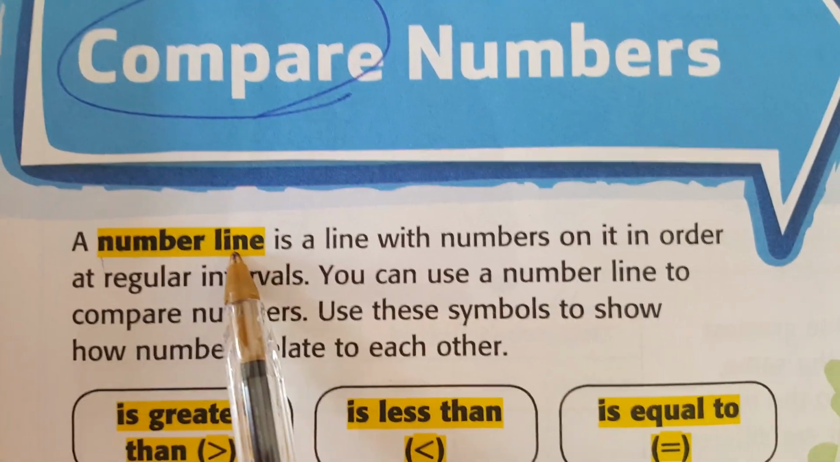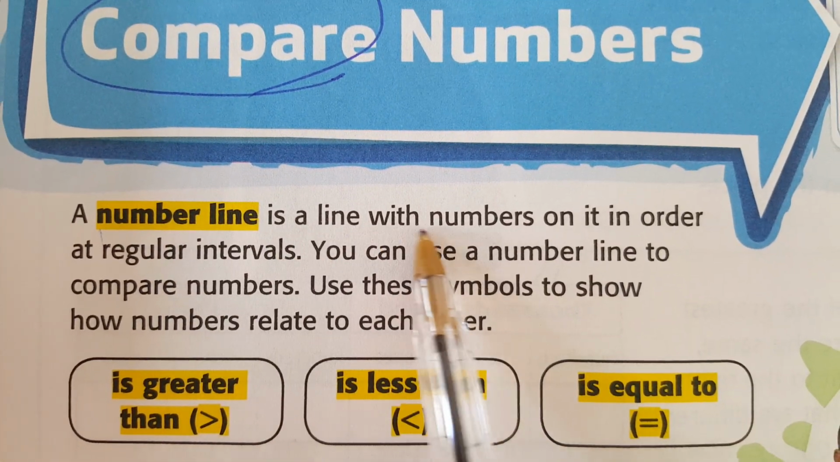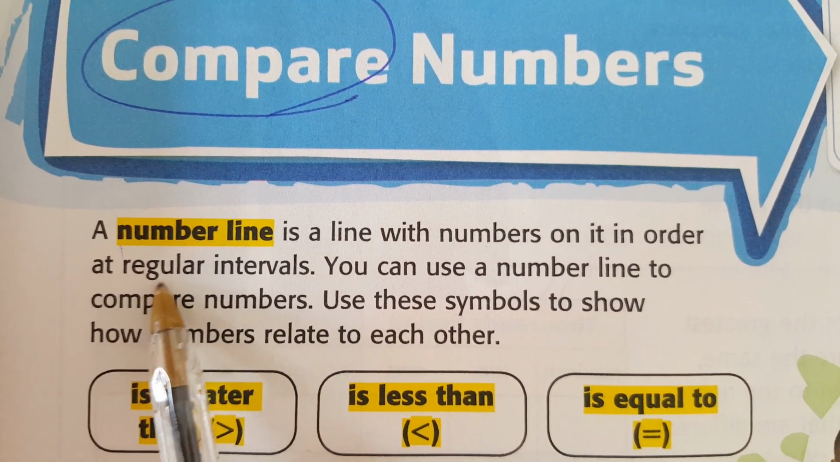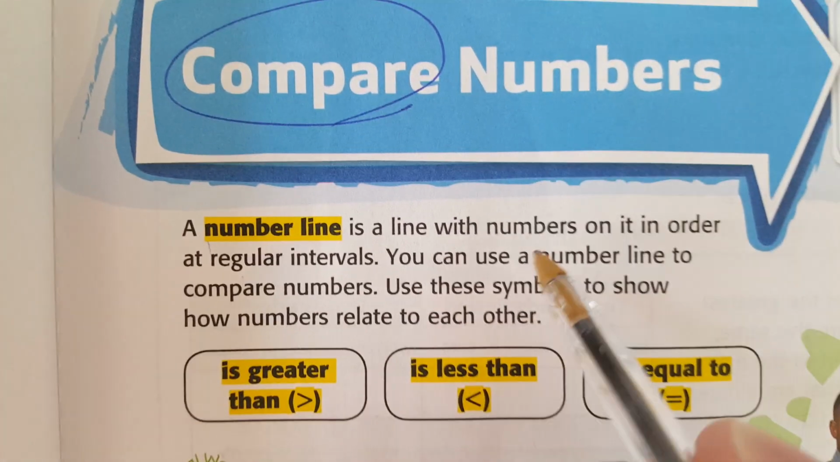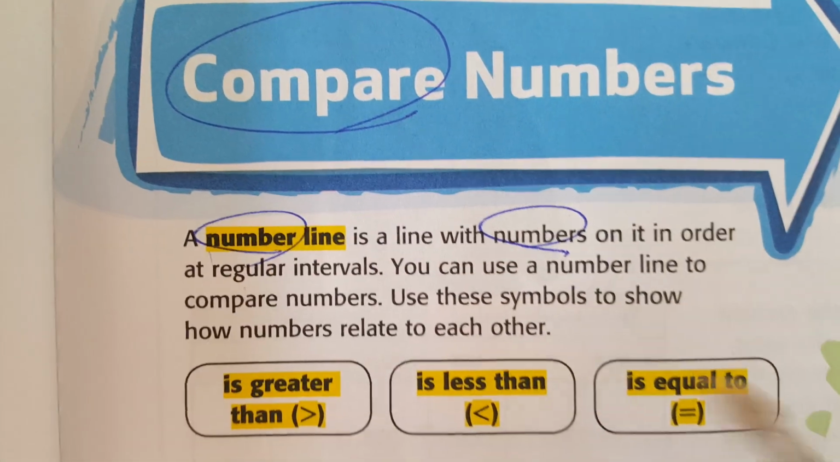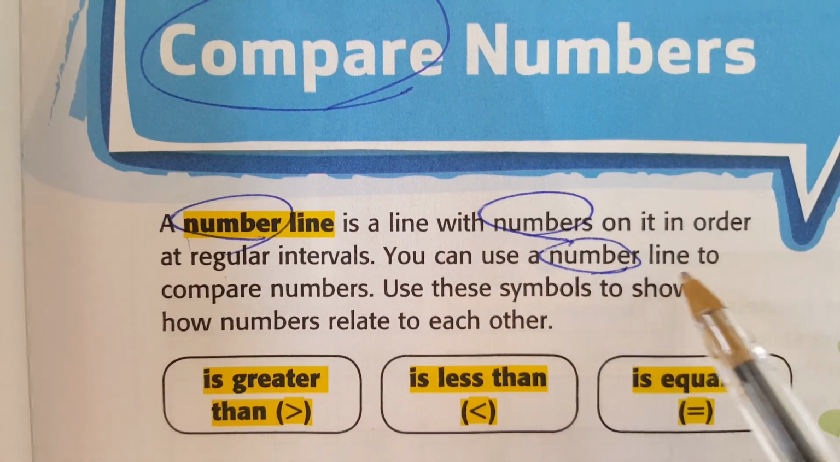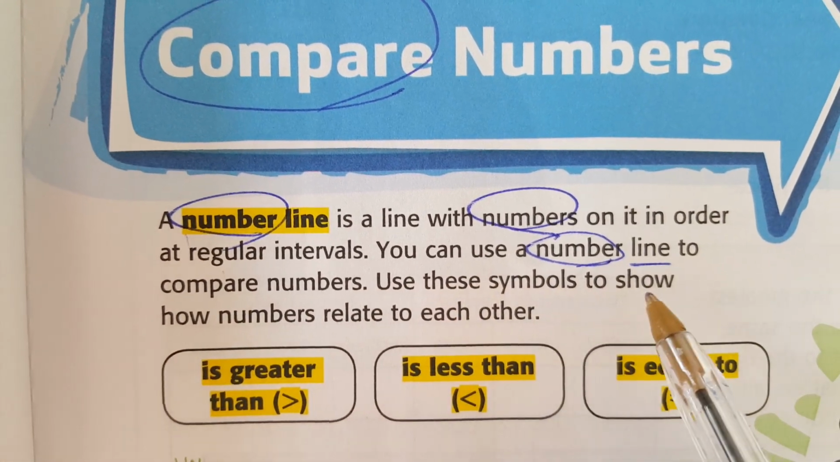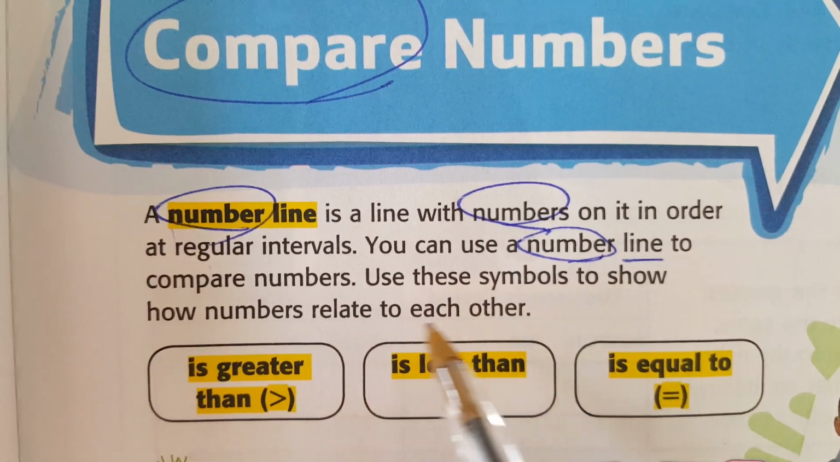A number line is a line with numbers on it in order at regular intervals. So you can see the numbers. You can use a number line to compare numbers. Use these symbols to show how numbers relate to each other.